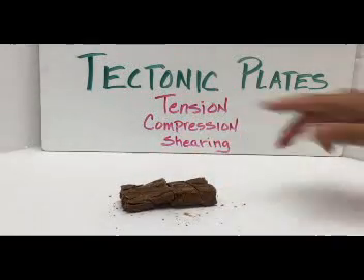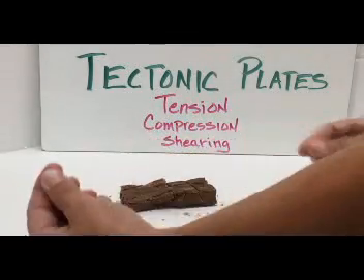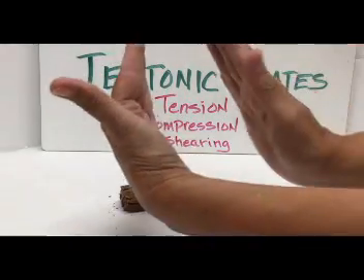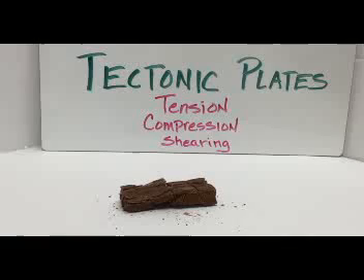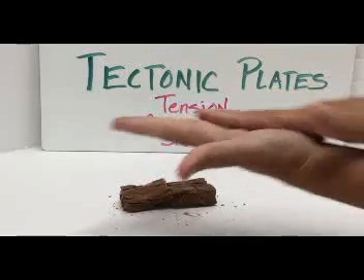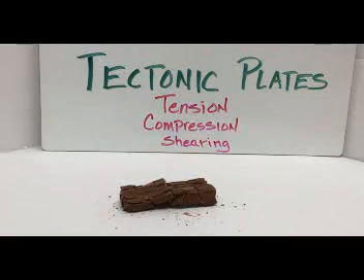So, tension means when things are being pulled apart, it's creating tension on them. Compression means when things are being pushed together, it creates pressure on them. And shearing means when things are moving across each other, it creates pressure.